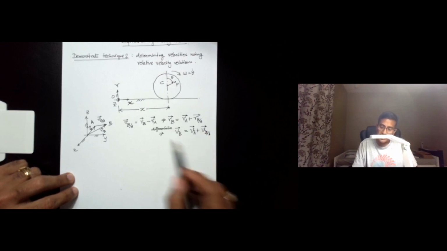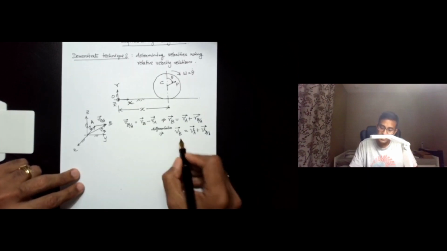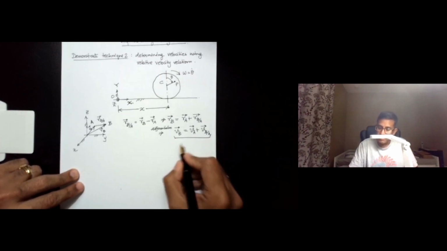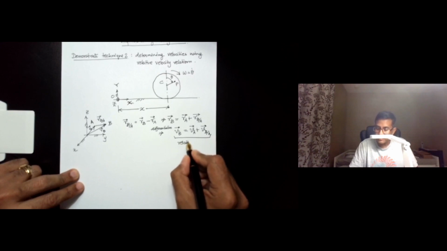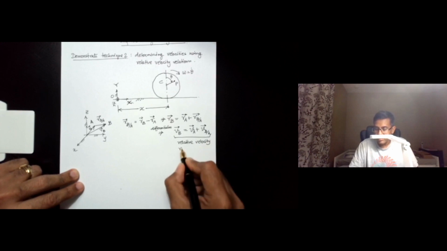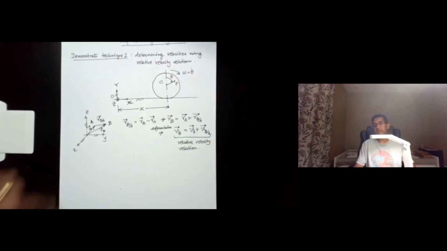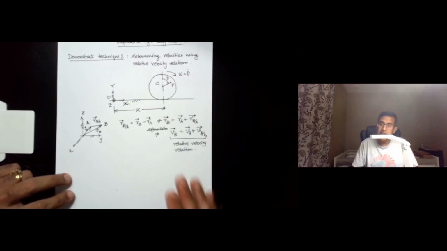So this relation can be directly used. So this relative velocity relation, this is our basic relative velocity relation, and this relation can be used directly in finding velocities of points when you are dealing with problems in kinematics.